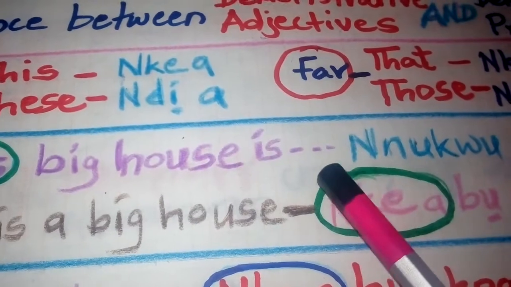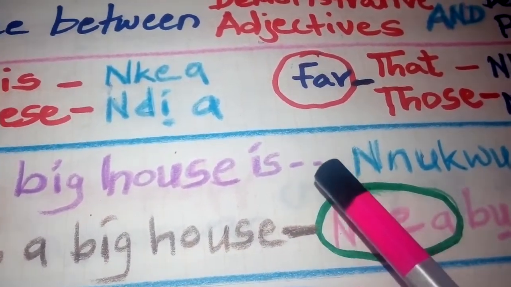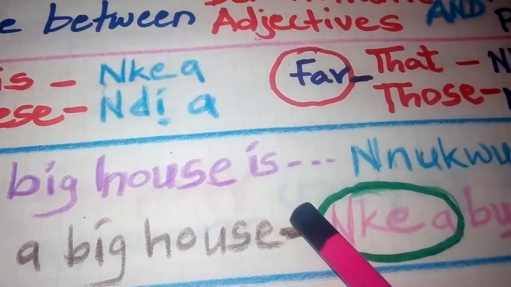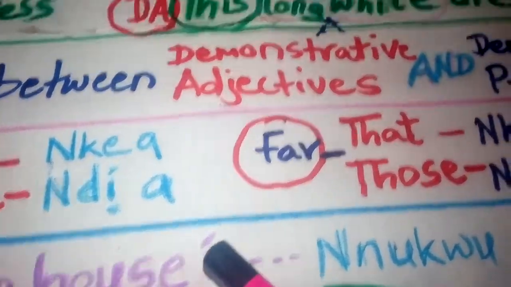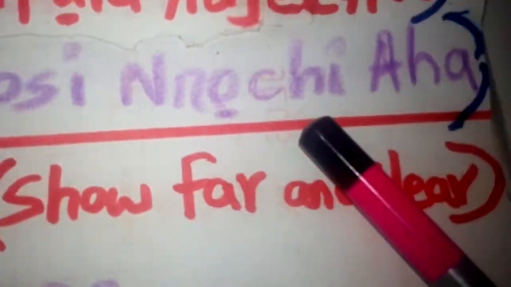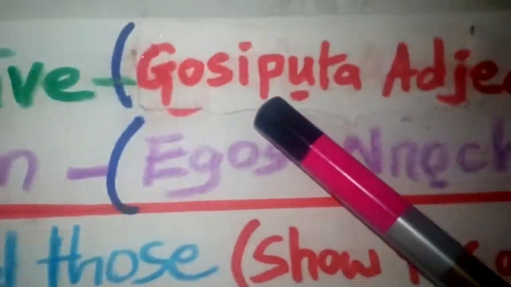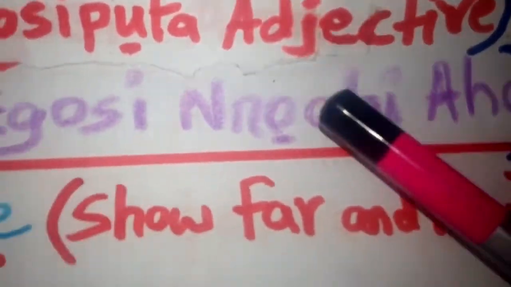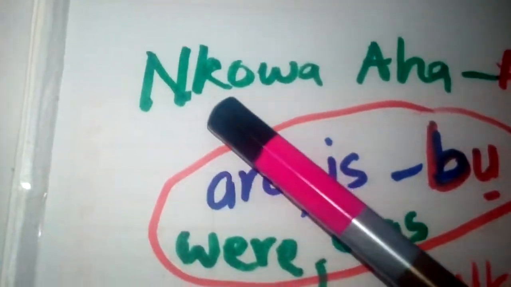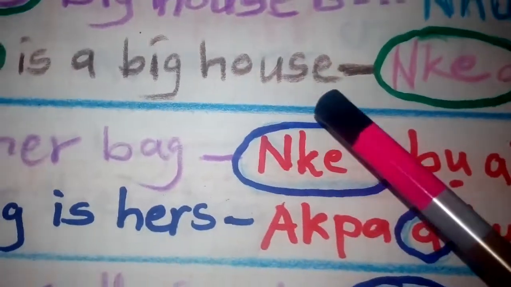In this video, I'm gonna be talking about demonstrative pronoun and demonstrative adjective in English and in Igbo language. In Igbo language, demonstrative pronoun is egosi nnọchiaha, while demonstrative adjective is gosipụta adjective, that's gosipụta nkọwaha. Nkọwaha is adjective.